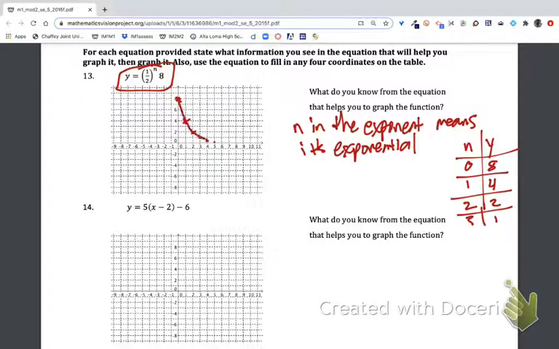Because this is an explicit equation, I know it's going to be a continuous graph. Okay. And you would do something similar for number 14, noticing what is happening and then being able to graph it.